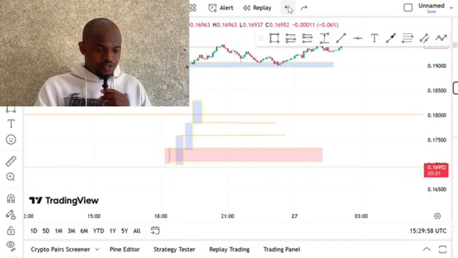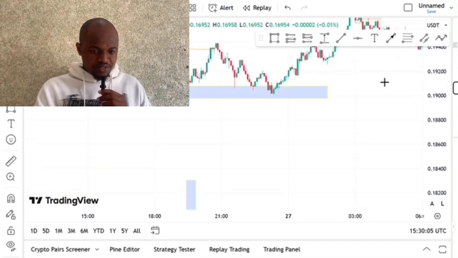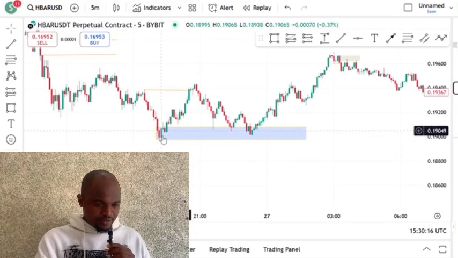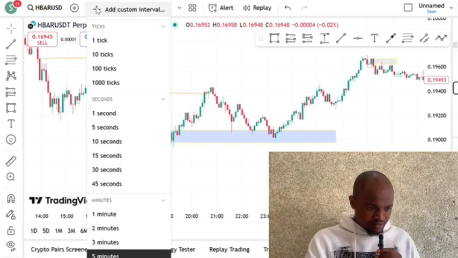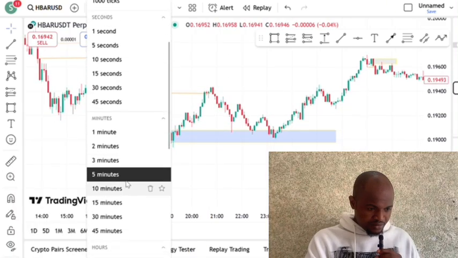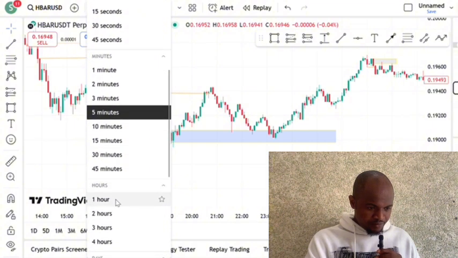Okay, all right, so let's check the chart. Let's try to see if our order block respects that rule. Now for this particular order block, this is 5 minutes time frame, so let's check a higher time frame to see if there's a fair value gap around that. Okay, so let's check 1 hour time frame.